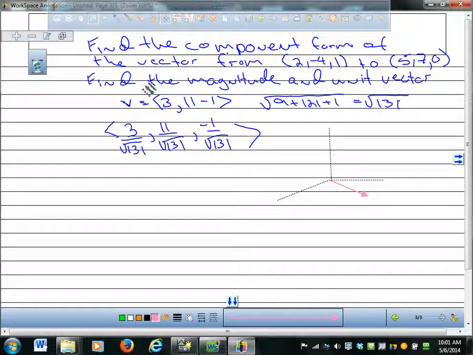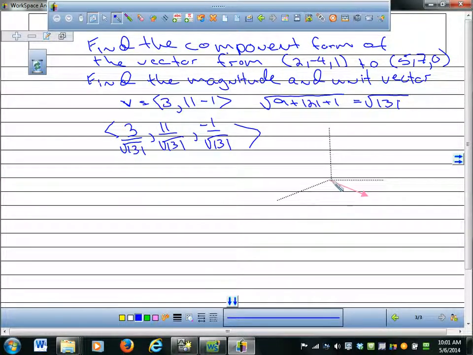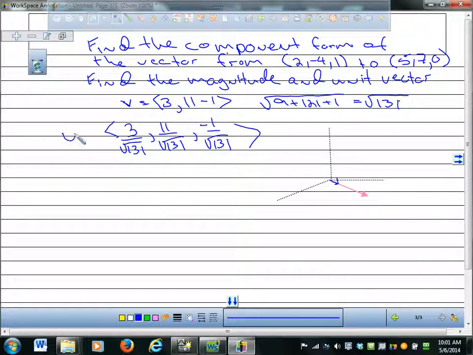So the unit vector is just a vector in exactly the same direction, but its length would only be 1, right? Because you're dividing by the square root of 131. So that would be the unit vector, u, whereas the vector itself would be this long thing. Okay? You understand that?